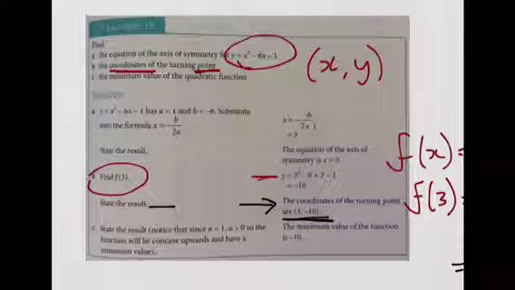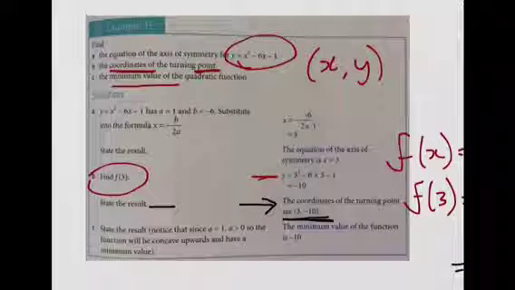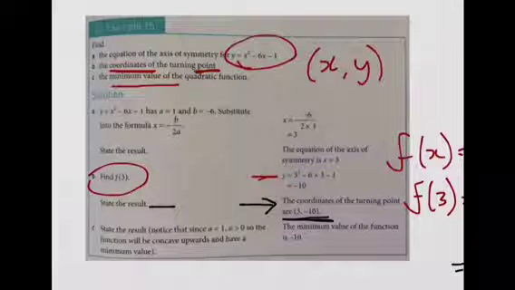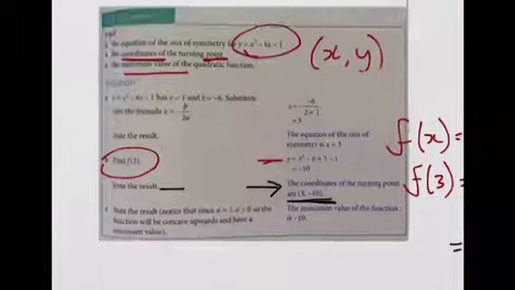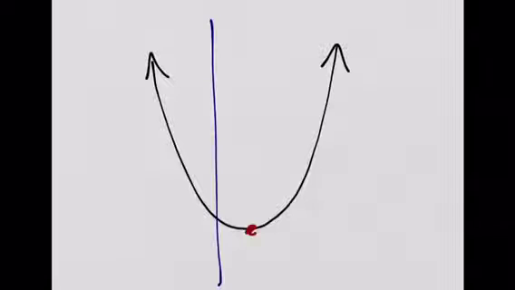Now C, they want us to find the minimum value of the quadratic function. So remember, let's look at our equation, y equals x squared minus 6x minus 1. So our a value, our x squared coefficient, is positive. So positive is a happy quadratic, smiley face quadratic, because it's positive. So that means it has a minimum value here, and the minimum value is at the vertex or at the turning point. So where's the minimum value?